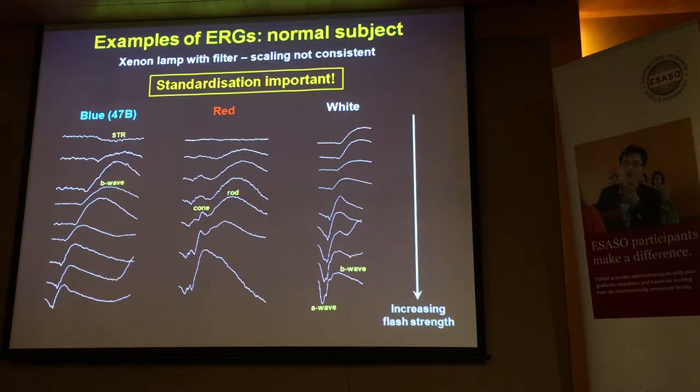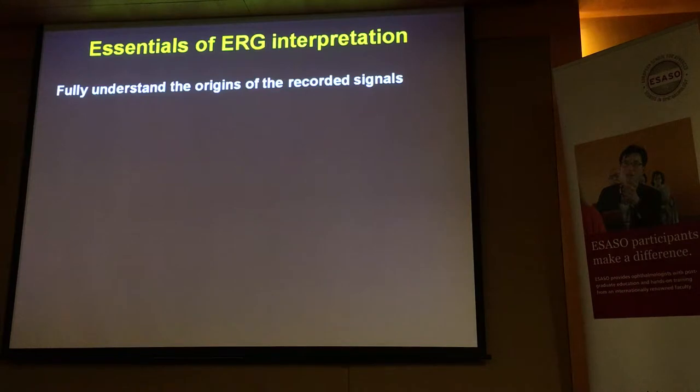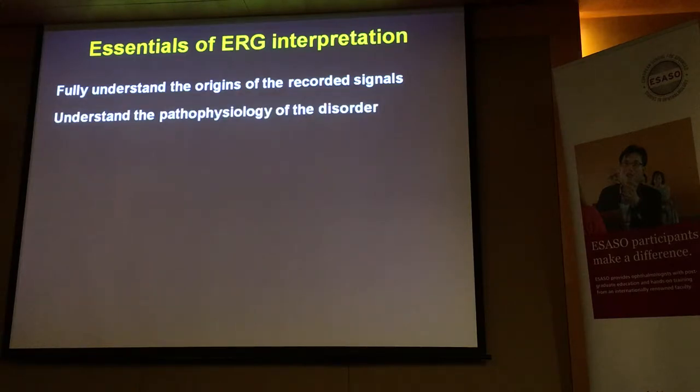So standardization is important. Now, when you think about interpretation of ERGs, you're going to record the signals. So the first thing you have to do is understand the origins of the signals. And look at the next slide. And then when you want to apply it to an individual patient with an individual disease, the next thing you have to do is understand the pathophysiology of the disease, because you have to relate the recorded signals to the underlying pathophysiology. And this is where that knowledge becomes important.